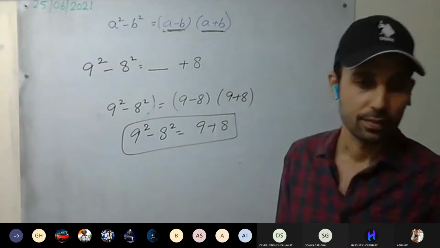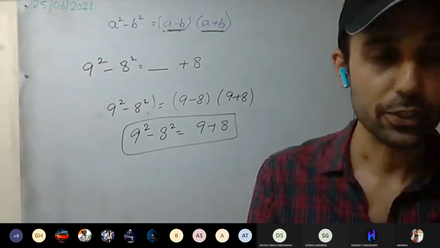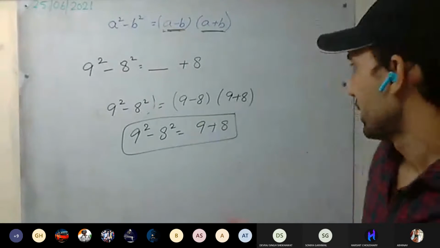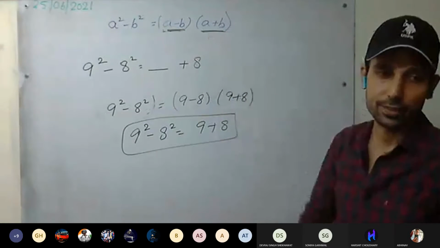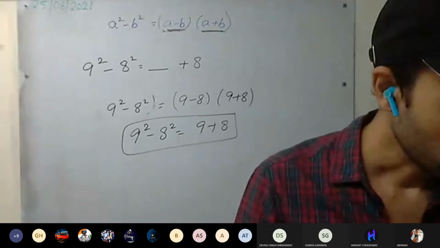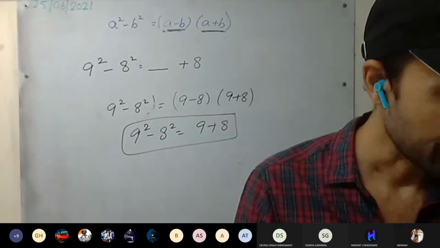Expansions. This year, I think operations are there. Next year, expansions will come. In 9th class, you will have expansions. This thing is clear? So next one, 19 square minus 18 square equal to 19 plus 18.